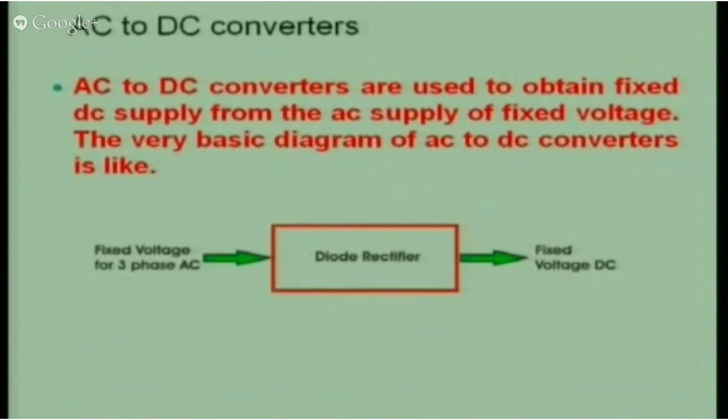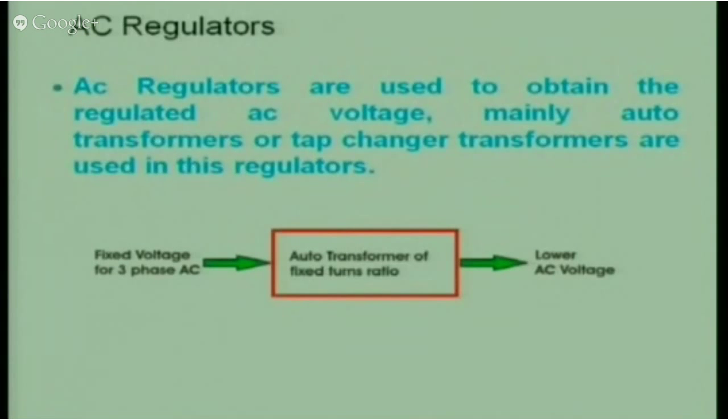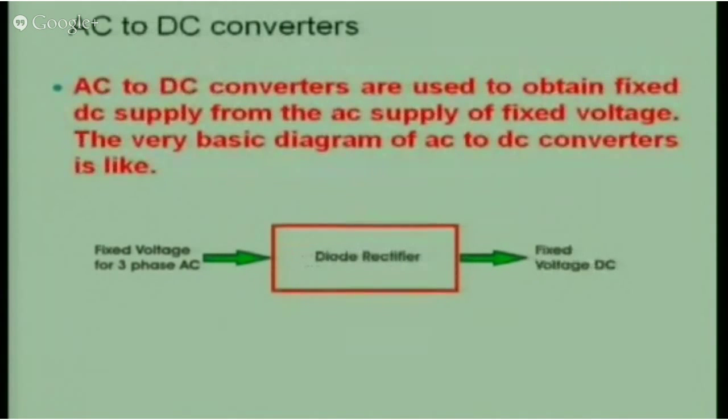Next. So, AC to DC converters are used to obtain fixed DC supply from the AC supply of fixed voltage. The very basic diagram of AC to DC converters is like this: fixed voltage for three phase AC or single phase, whichever it is, feed it to a diode rectifier, and the output you get is a fixed voltage. Now, if I want to use a rectifier bridge, suppose single phase, and I want to vary its output, how will I do it? Can I vary the output?